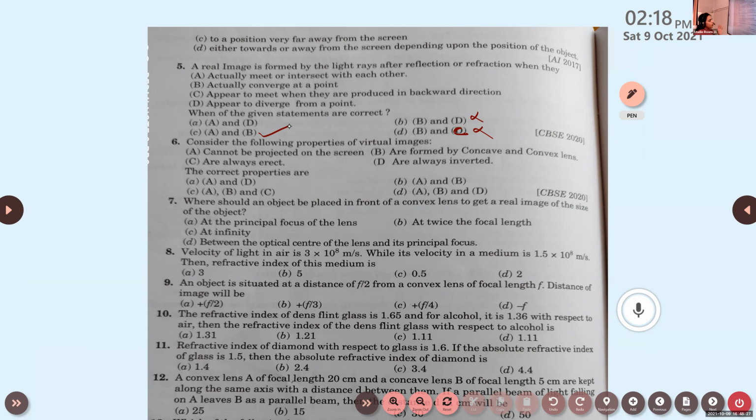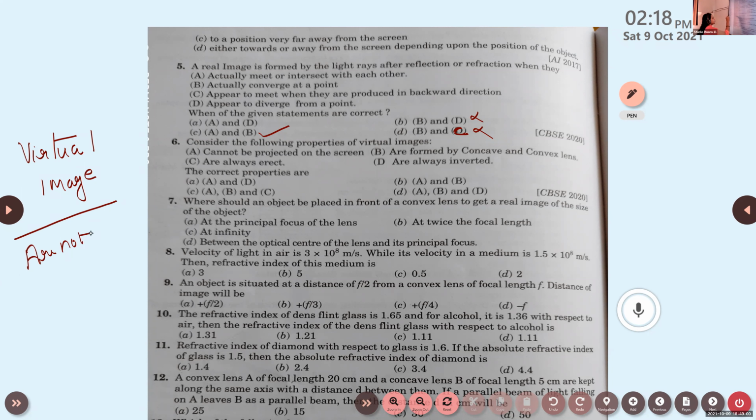So you can confirm whether it is a virtual image or a real image. If the images are not obtained on the screen, they are virtual images. If the images are obtained on the screen, they are real images. Ma'am, C is correct. Answer option C is correct. Okay.